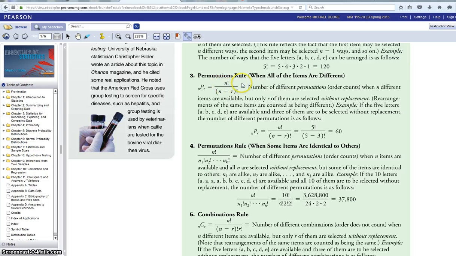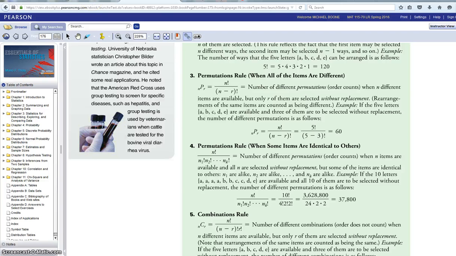Permutations is when the order is important. Combinations, the order is not important. And here's a formula if we have identical items to each other, if we want to find the number of permutations, the different ways things can appear. So this is a good page to look at, page 176.